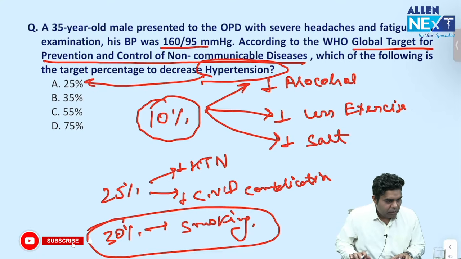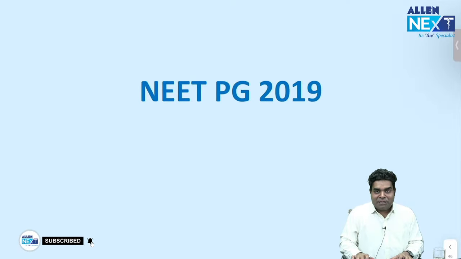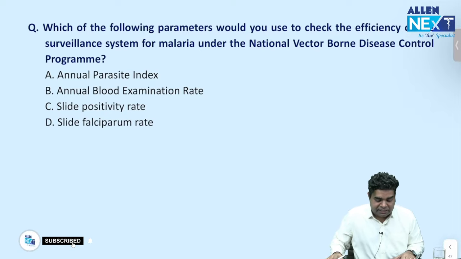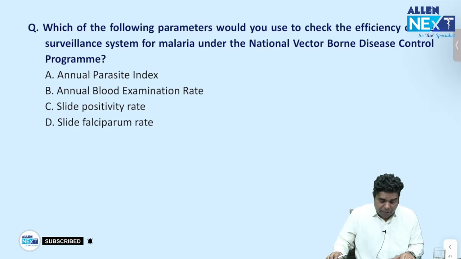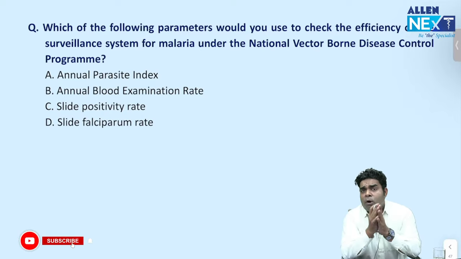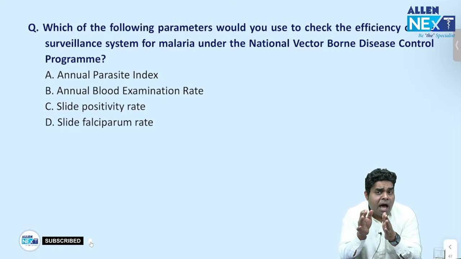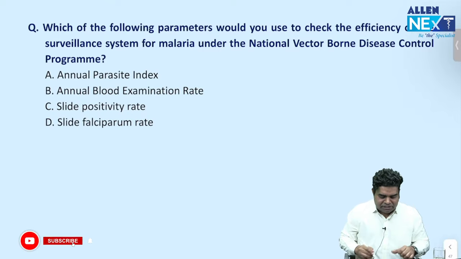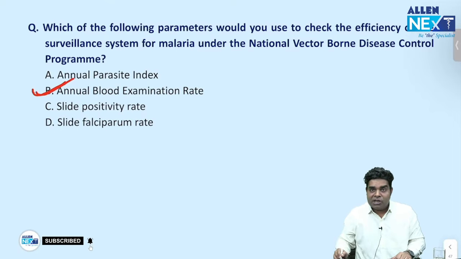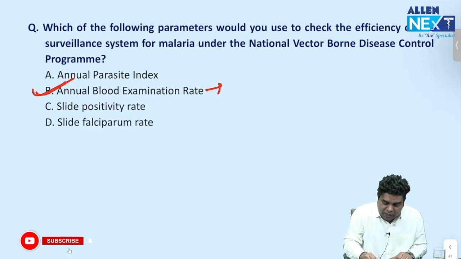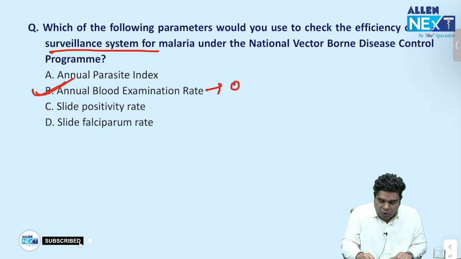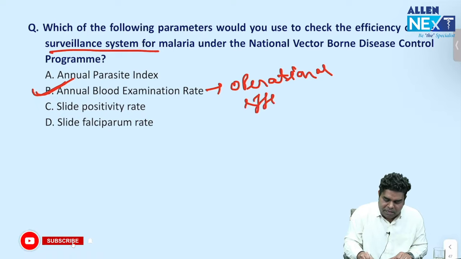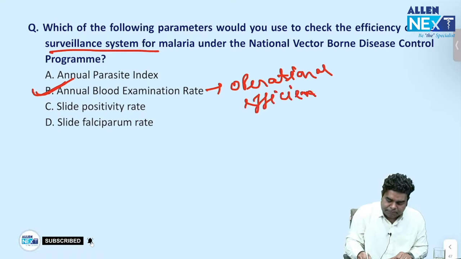Okay. Next question. In NEET PG 2019, which of the following parameters do we use to check the efficiency of the surveillance system of malaria? Surveillance system of malaria means whether people are working at ground level making slides or not. That is best indicated by annual blood examination rate. So if they ask surveillance system or operational efficiency, ABER will be the answer of choice.